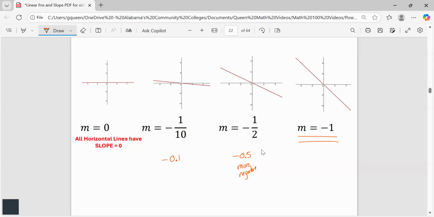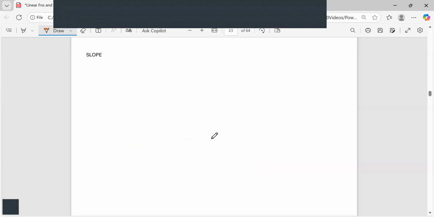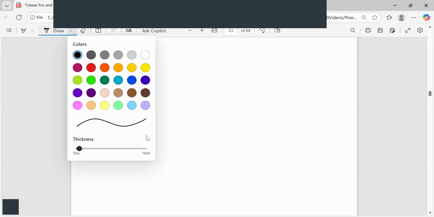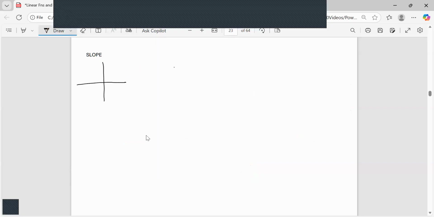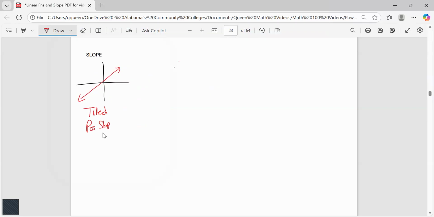All right. So let's just practice a couple of ideas here. I just want you to be able to look at a line and determine, is it tilted, horizontal or vertical? What kind of slope does it have? So we'll just kind of play here with this. All right. So let's say I draw a line and the line looks like this. Okay. So we would look at this and we would say it is tilted and it is a positive slope. Okay, going uphill, positive slope.